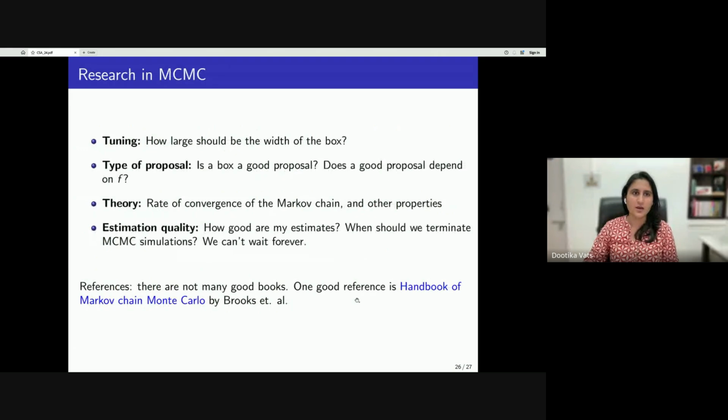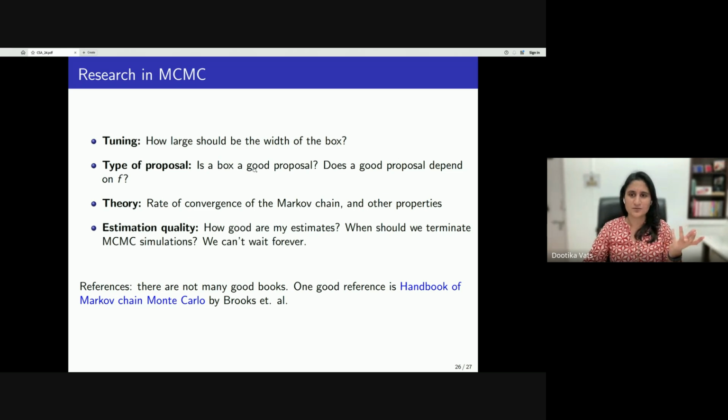Okay. What does research in MCMC look like? For example, a great question to think about is how large the width of the box should be in my MCMC sampling scheme for sampling from the uniform disk. I chose a particular width of the box. How did I choose that? Can I make it larger? Can I make it smaller? What happens when I make it larger or smaller? Is there an optimal width of the box? These are questions that are very pertinent to research in MCMC.